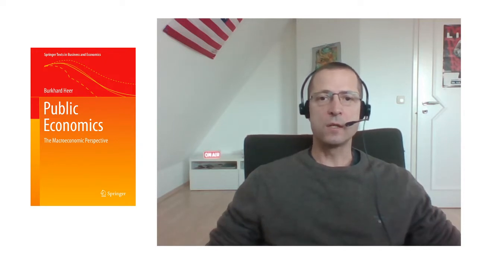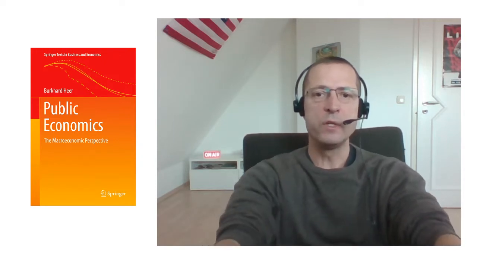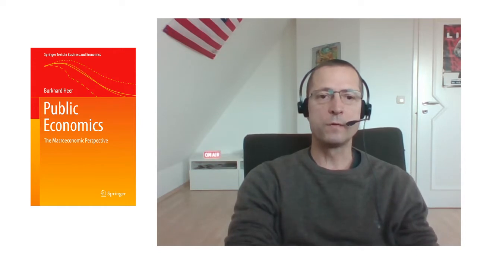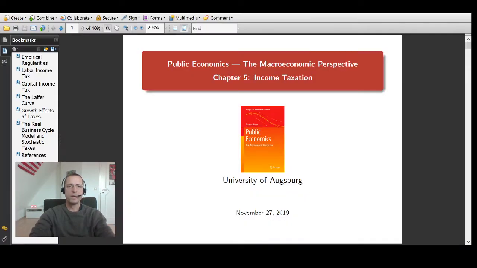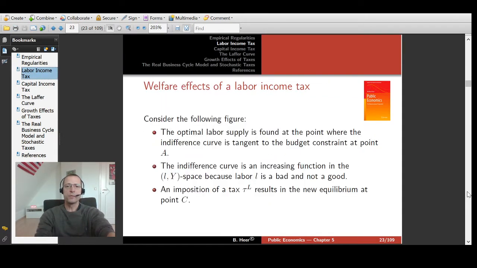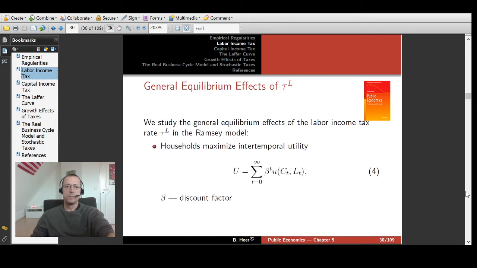So what is the economic problem about? Let me briefly review what we learned so far in the first two scenes. So open the slides on Chapter 5, Income Taxation, from my book Public Economics, the Macroeconomic Perspective. Let's go into labor income taxation and skip through the material for partial equilibrium. Let's go right into general equilibrium, where we look at the Ramsey model.